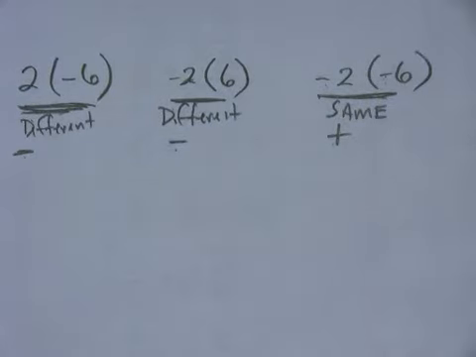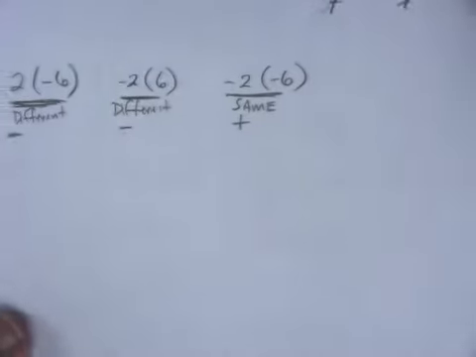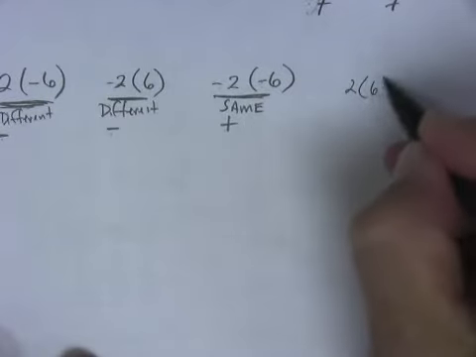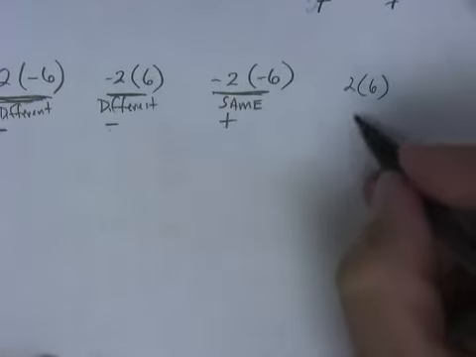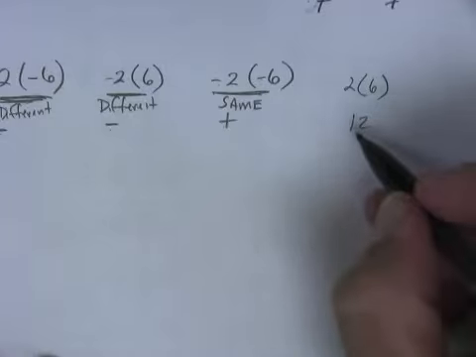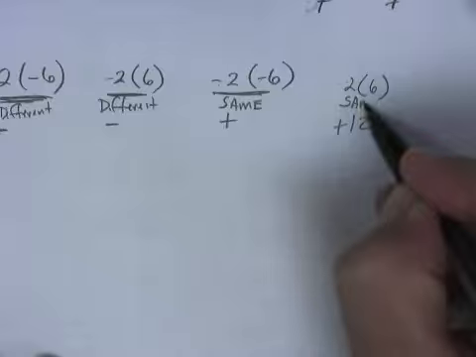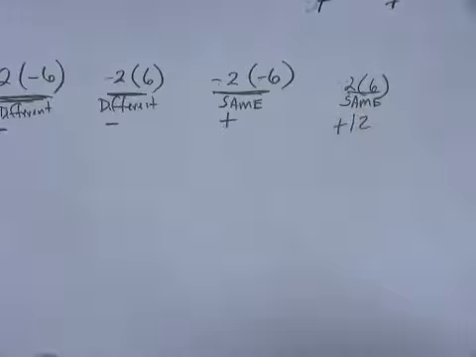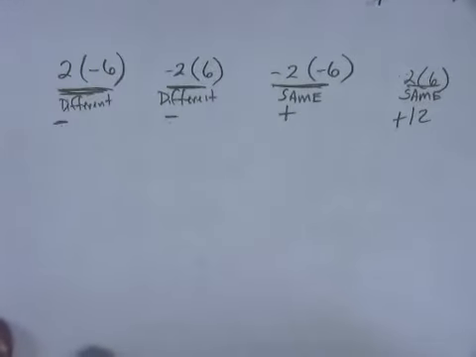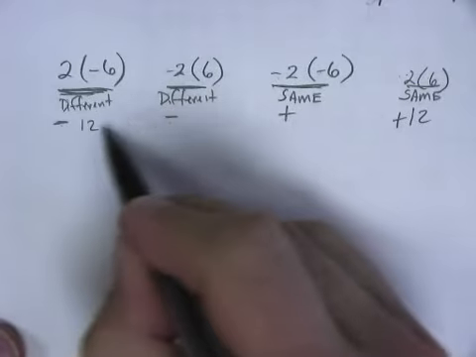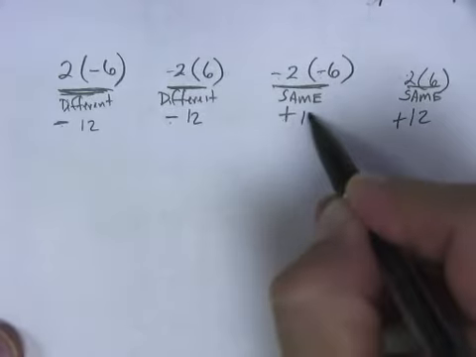And actually, that kind of makes sense because if I asked you what is 2 times 6, you're going to say 12. Do you ever say negative 12? No, it's positive 12. Look, the signs are the same. So the rule actually does work with any case. So this is going to be negative 12. This will be negative 12. This will be positive 12.